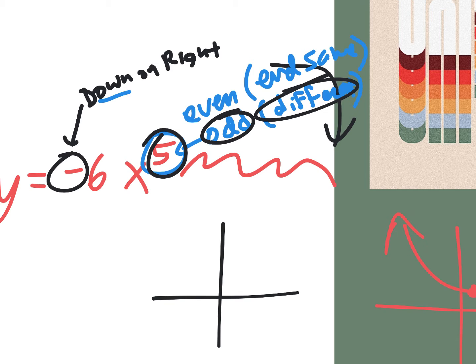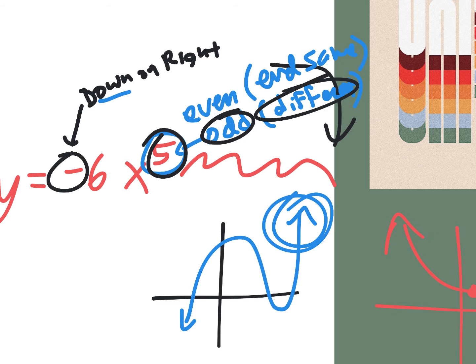That looks kind of like this. Here's a graph where the ends are going opposite directions. One's going up, one's going down. That would have an odd power. It's also known as the degree. This is called degree. Okay. So that tells me a lot of stuff.